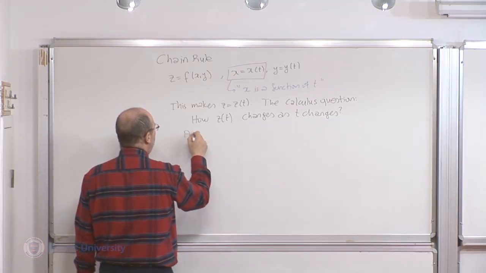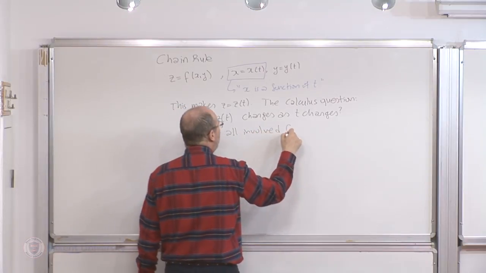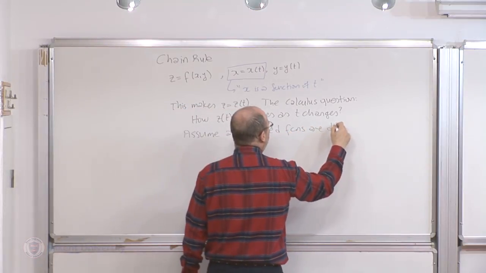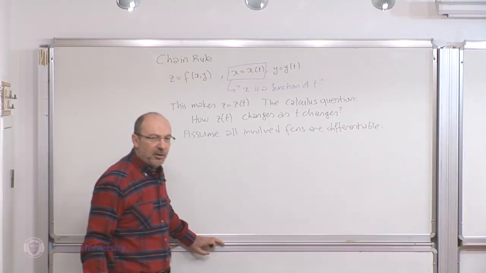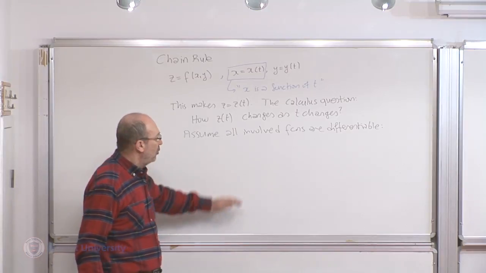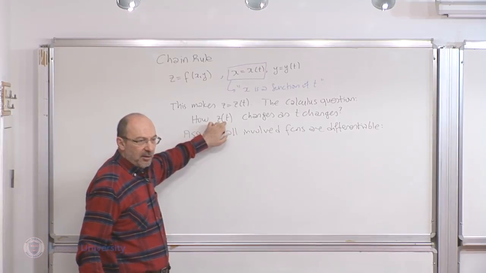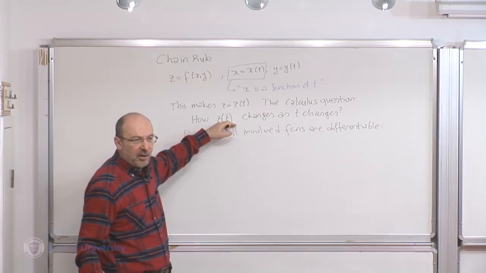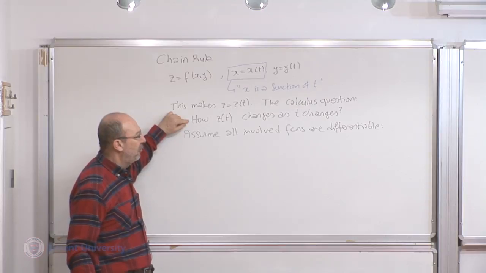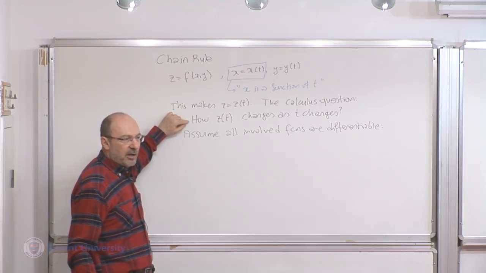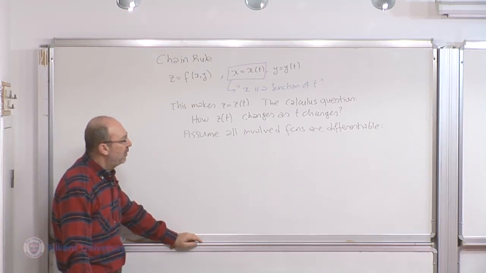Now assume that all involved functions are differentiable. Then we have a special way of writing this definition. Otherwise, you just write the definition of the derivative. Here, you calculate z of t plus delta t minus z of t, divide by delta t, and check if the limit exists as delta t goes to 0. That's the answer to this question, the derivative of z with respect to t, if it exists. Now we are assuming that everything is differentiable, so those derivatives exist.